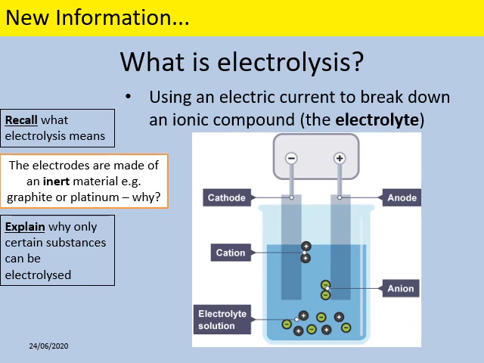Have a think about this question over on the left. The electrodes are made of an inert material, so unreactive. Some examples are graphite and platinum. Why would it need to be made of something inert? If you were thinking that otherwise it would react with something in the electrolyte solution, or maybe the products of electrolysis itself, you're absolutely right.